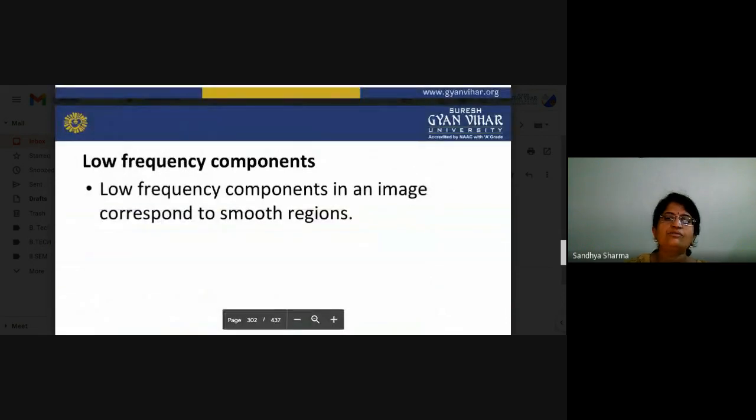If we are talking about the low frequency components, a low frequency component in an image corresponds to smooth regions. The hard part of working is the edges, and that is related to the high frequency components. And if we are talking about the low frequency components, they correspond to the smooth regions of the image.